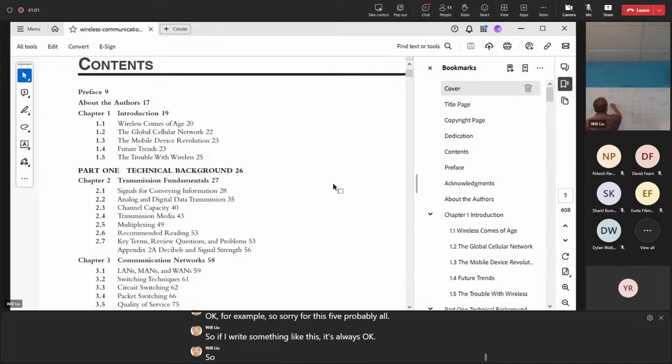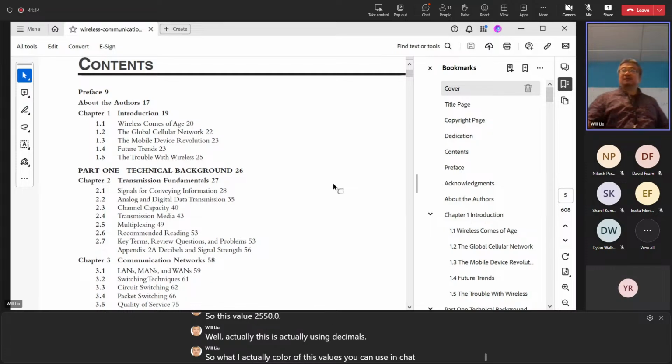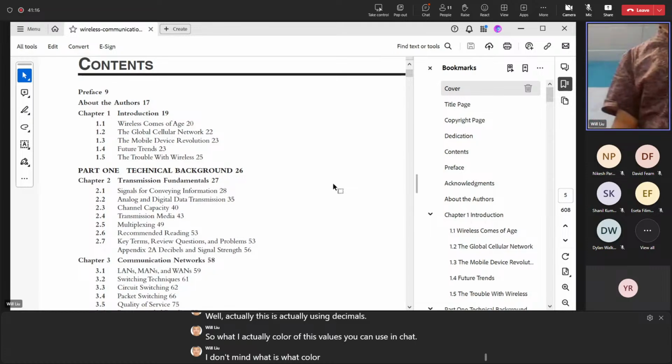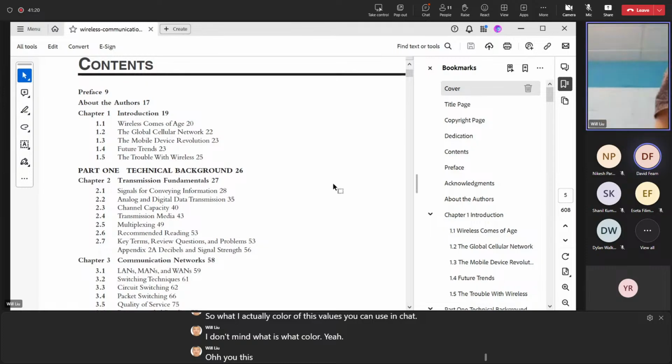So this value is 255.0. This is actually using decimals. So what color are these values? You can use ChatGPT, I don't mind. What color is it? What's the number? 255.0.0.